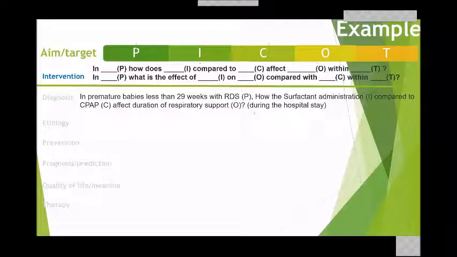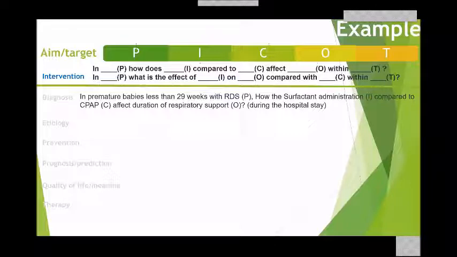We are looking for premature babies of less than 29 weeks, and they have RDS. So this is our population. How does surfactant administration, which is not an indicator, it's actually an interventional study, so we're giving surfactant, compared to CPAP, so this is our comparison, there is no control here, affect the respiratory support? So our outcome is the respiratory support.